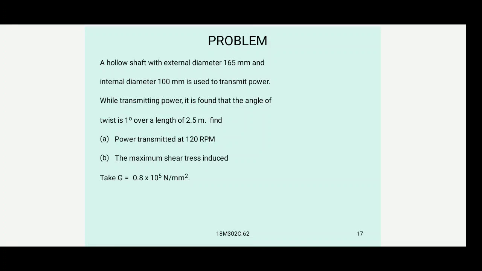Another problem: a hollow shaft with the external diameter 165 mm and internal diameter 100 mm is used to transmit power. While transmitting power, it is found that the angle of twist is 1 degree over a length of 2.5 meters. Find A, power transmitted at 120 rpm; B, the maximum shear stress endured. Take G is equal to 0.8 into 10 to the power of 5 Newton per mm square.